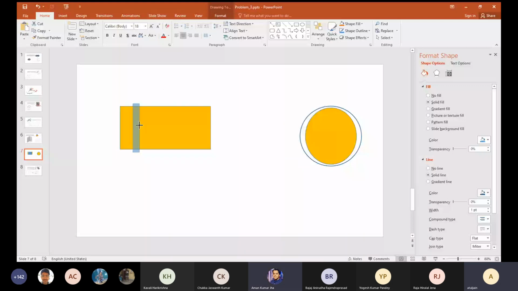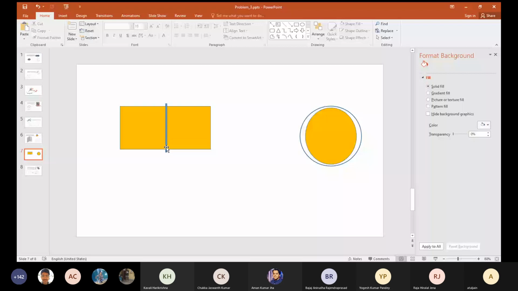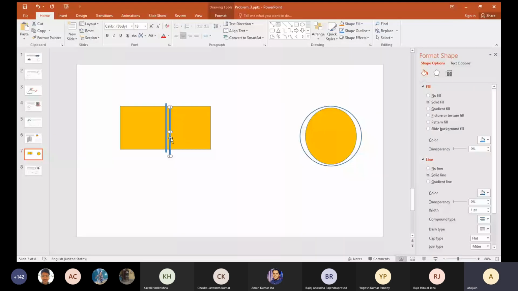Sir, what happens in practice if we add another ring here? If you add another ring, then individually each ring is allowing rotation, but both of them together are not allowing rotation.